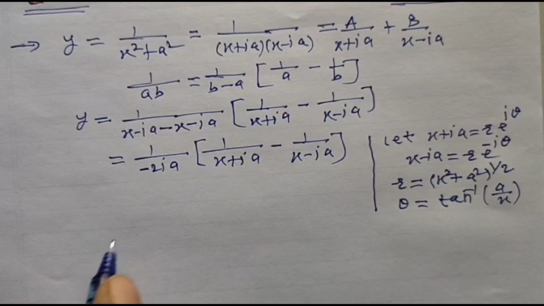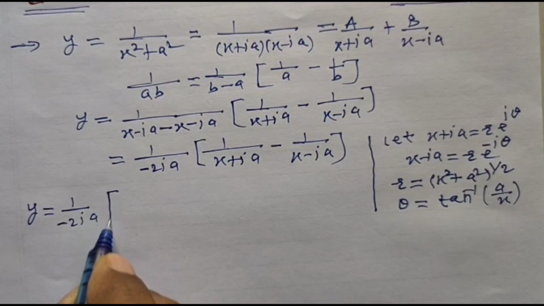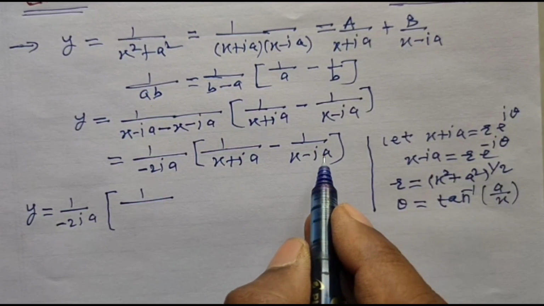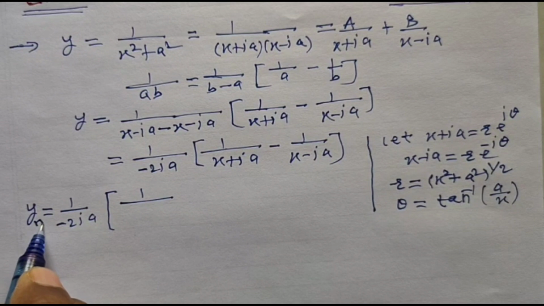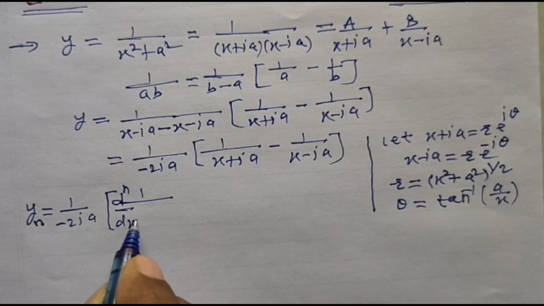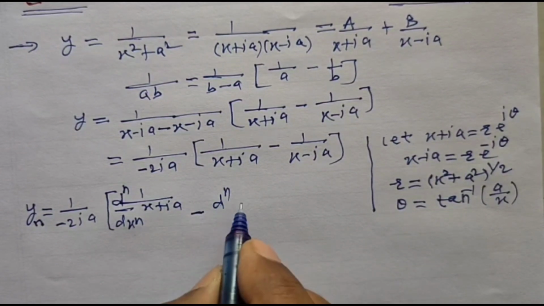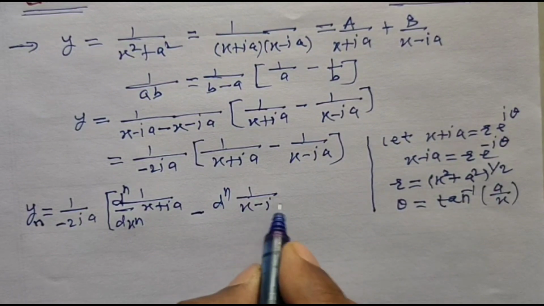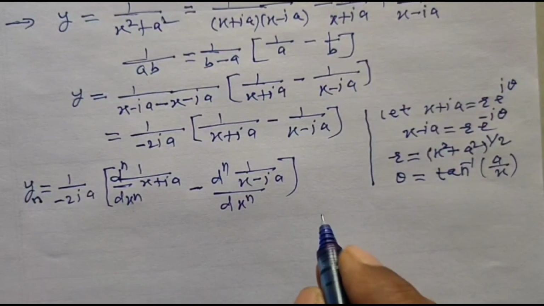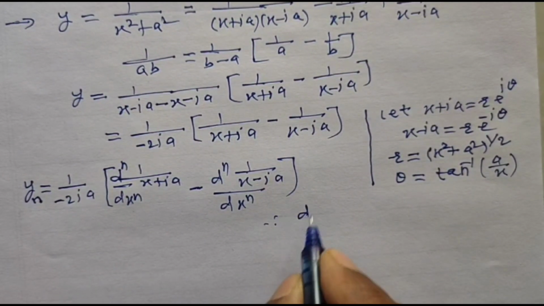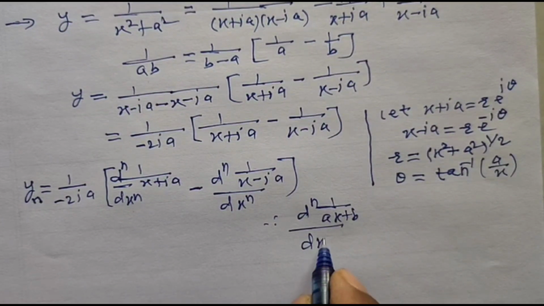So hence y can be written as y is equal to 1 upon minus 2ia into bracket (1 upon x plus ia minus 1 upon x minus ia). Now here we have to find the nth derivative of this. Yn is equal to nth derivative of 1 upon x plus ia minus nth derivative of 1 upon x minus ia. Now for the nth derivative, you know this formula for the nth derivative of 1 upon ax plus b. Apply this formula.